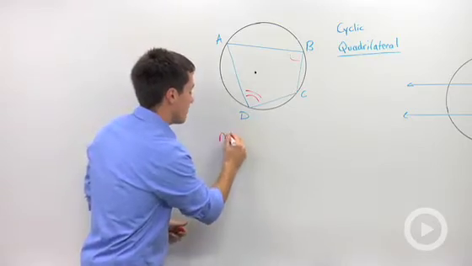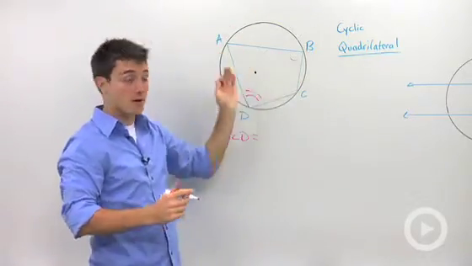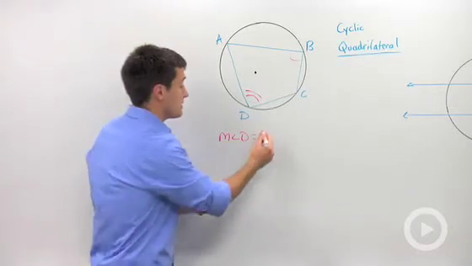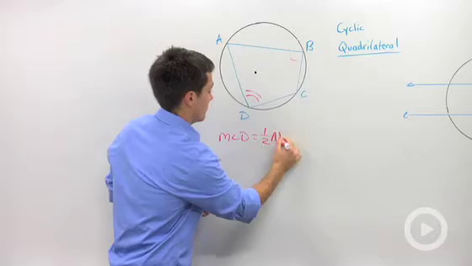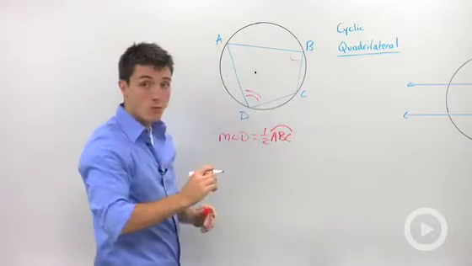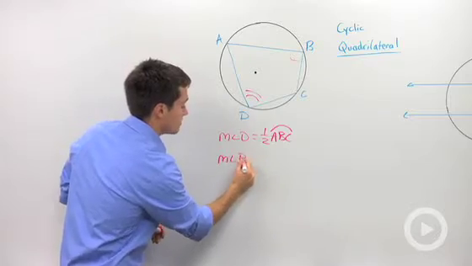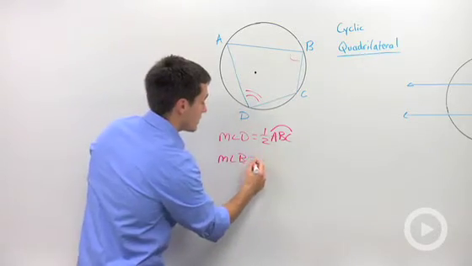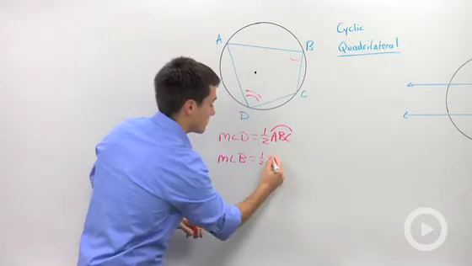Well, I know that the measure of angle D in terms of the intercepted arc is that it's always going to be half. That's the definition of an inscribed angle. So we have half arc ABC. We also know that its opposite angle B, since angle B is an inscribed angle, is going to be half of its intercepted arc, which is ADC.